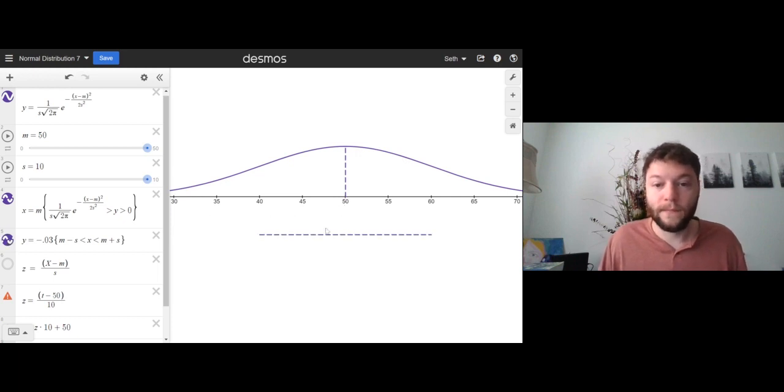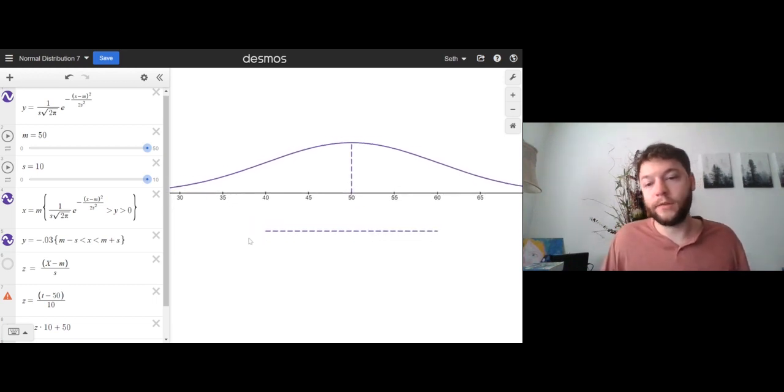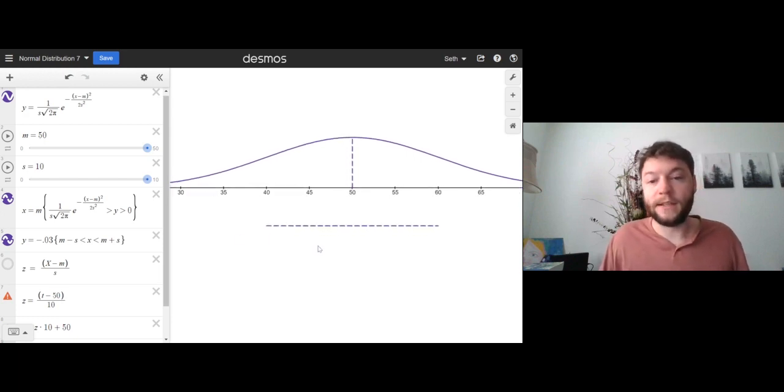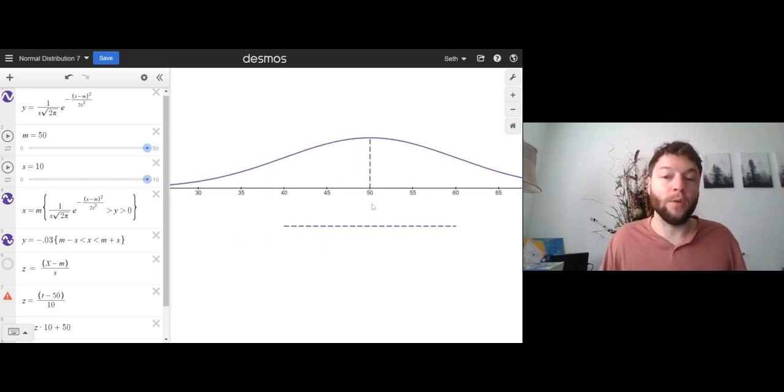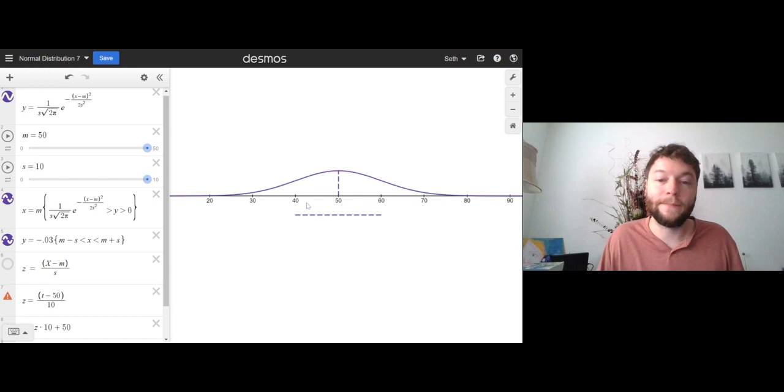So you can see -1 standard deviation is here. That's 40, which is 10 less than 50. And +1 standard deviation is here. That's 60, which is 10 more than 50. So what we've done is we've taken our original distribution and just moved it around so that the scores now hover around 50. And you can see that almost all scores lie somewhere between 20 and 80.